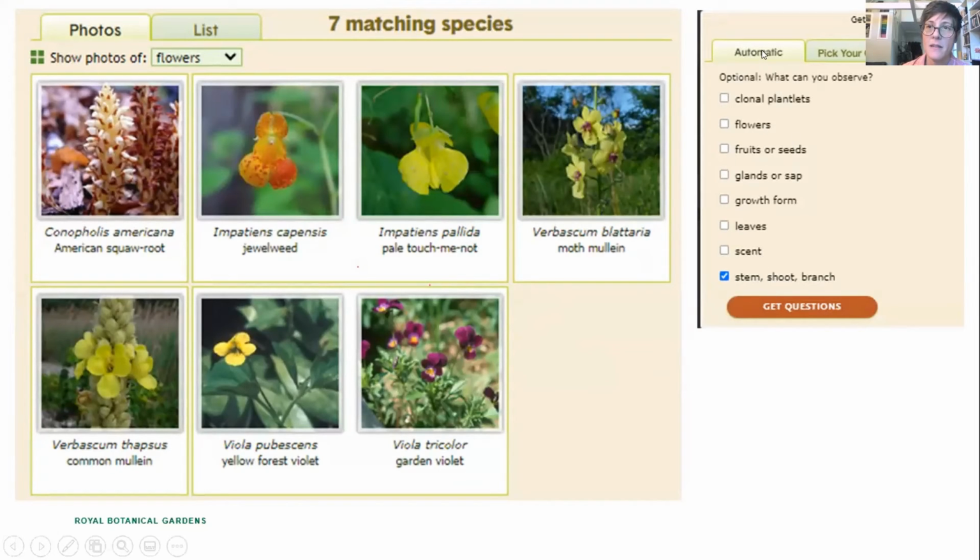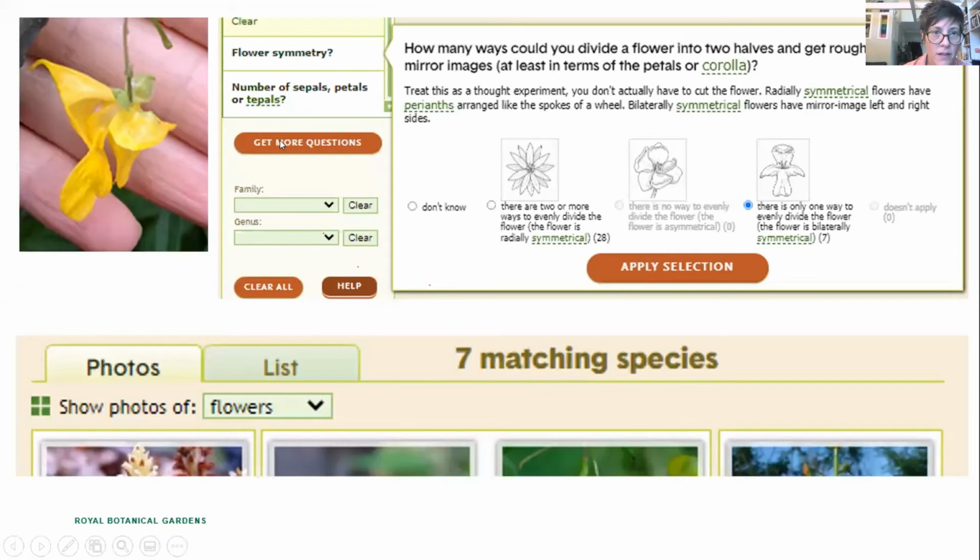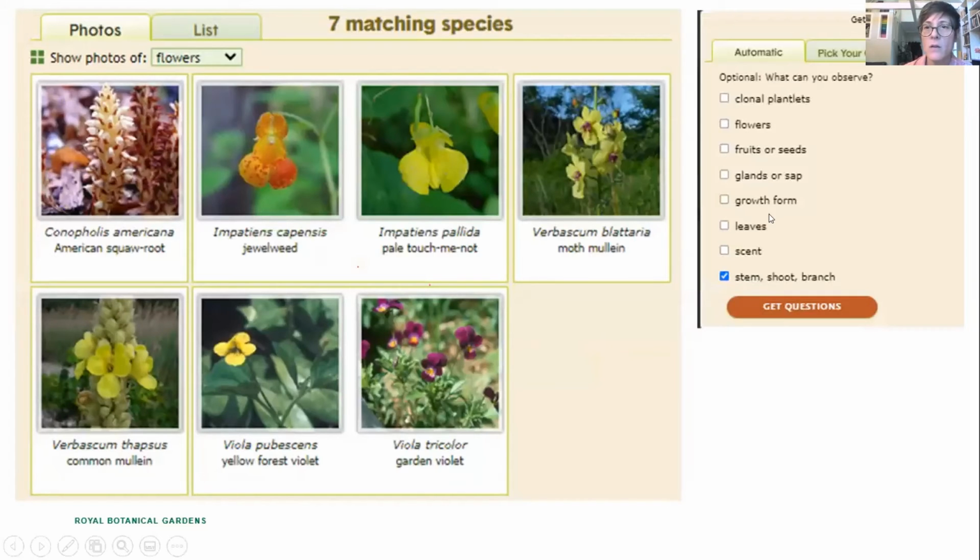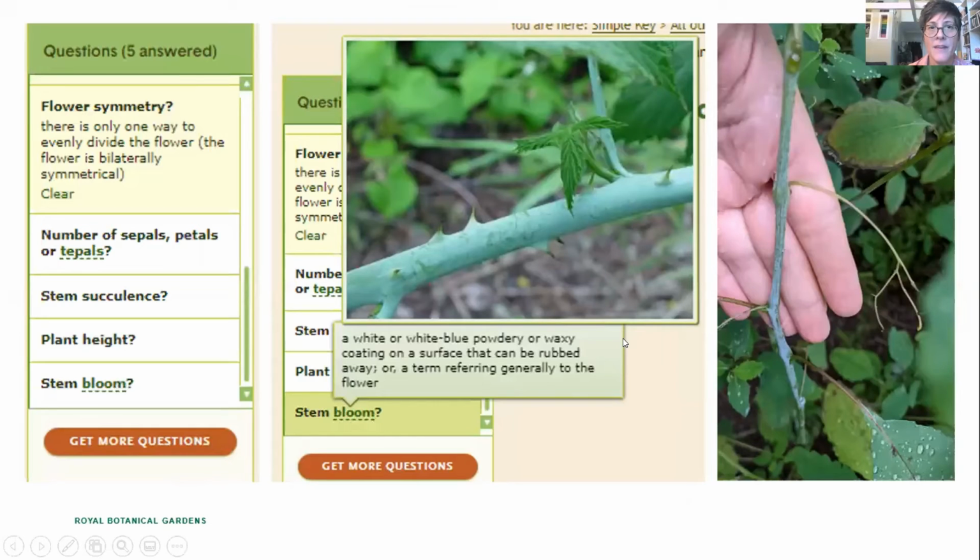And when I do that, hang on, I'll go back here. Here's where you do get more questions. When you got to the bottom of what's available there that you want to answer, get more questions, and then it gives you categories. I'm thinking about that white waxy coating on the stem, and I really want it to ask me something about it. So I'm going to click the stem, shoot, and branch category, hit get questions.